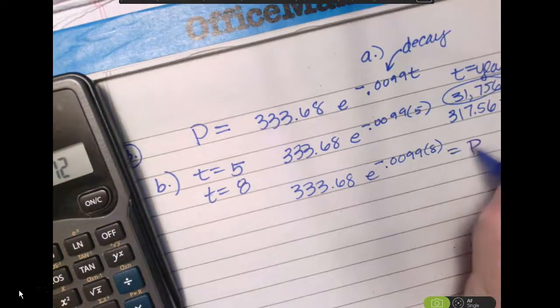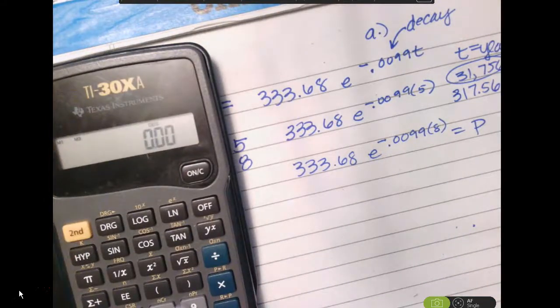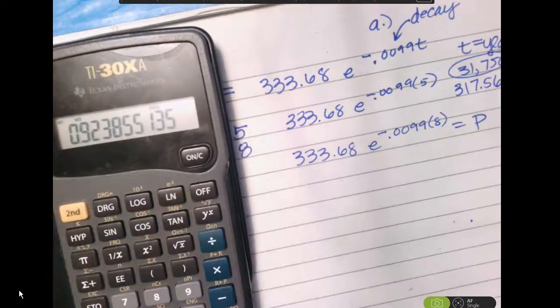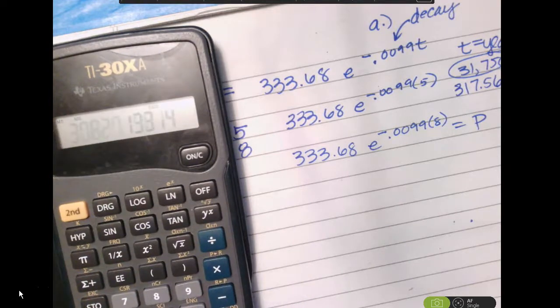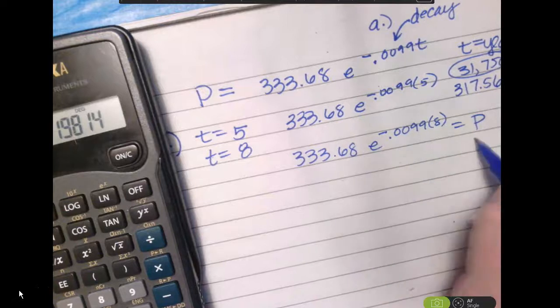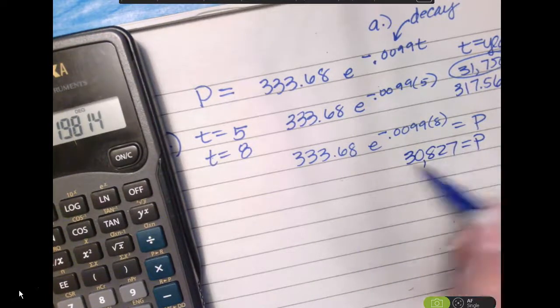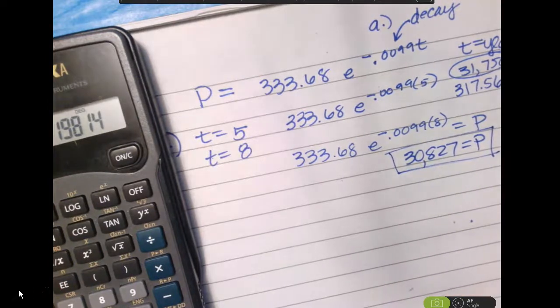So I am going to do negative 0.0099 times 8 equals, take that to the e power times 333.68, 30827. And now in 2008 the population is 30,827.